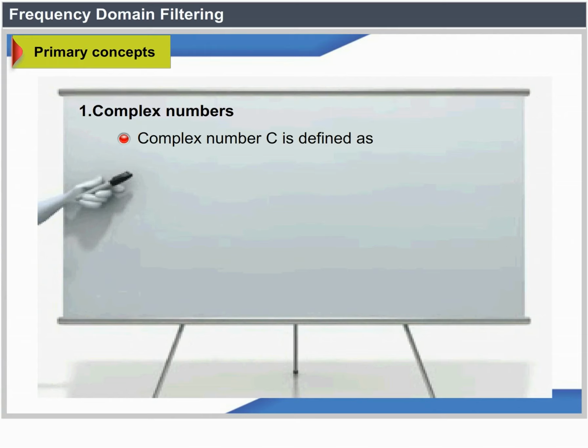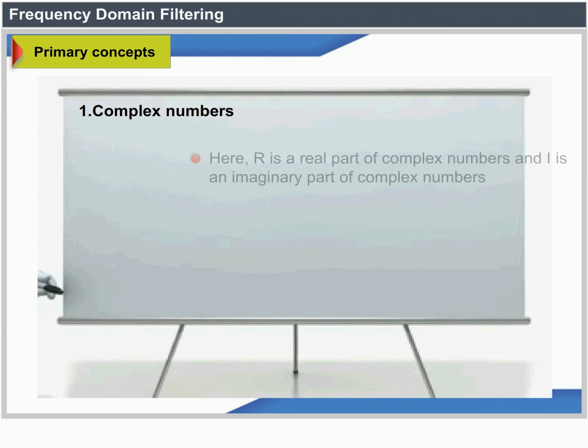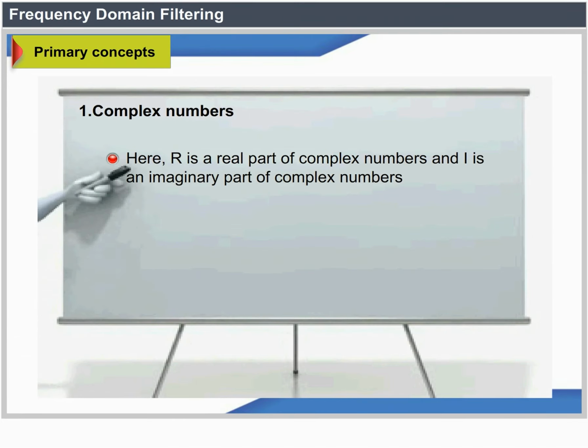The conjugate of a complex number, denoted by C star, is C star equals R minus J I. Complex plane. Complex numbers are viewed geometrically as points in a plane. Values of R run along the real axis and values of I along the imaginary axis.